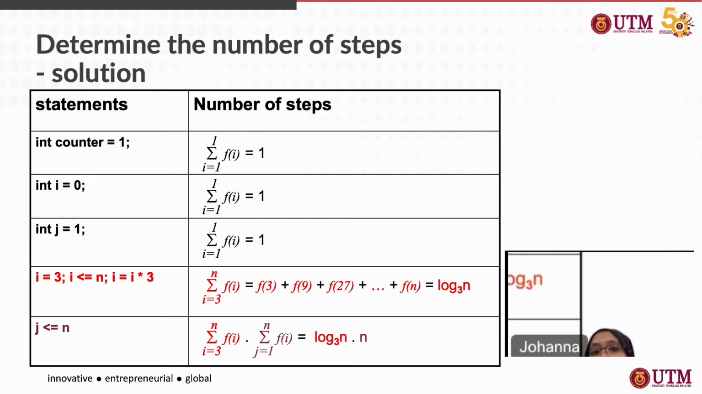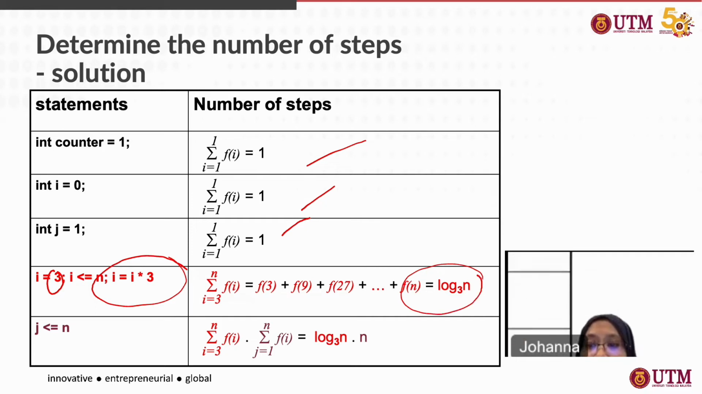Now let's try to look at this example. So in this example, we can see that this is 1, initialization also 1, initialization also 1. Now, in this case, we can see that i starts with 3. And we can see that i is increased by multiplying with 3. Alright, so that's why we will have log n base 3.